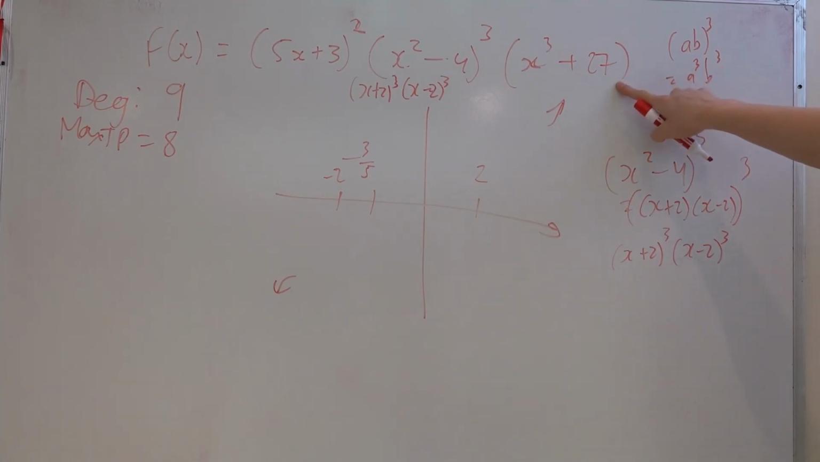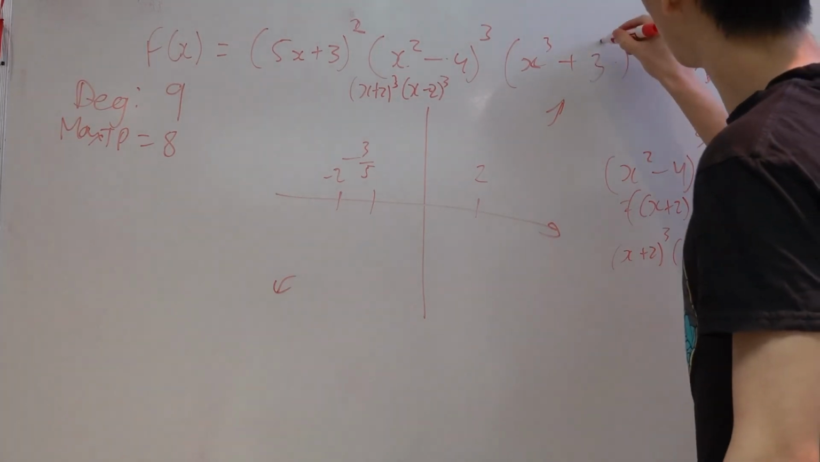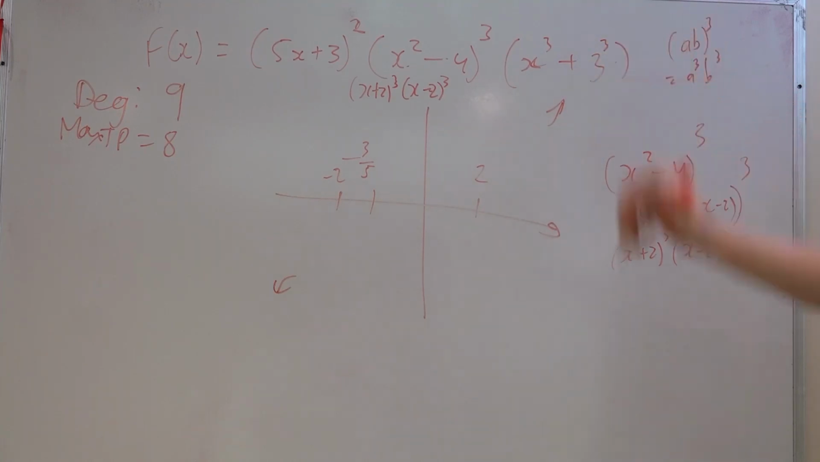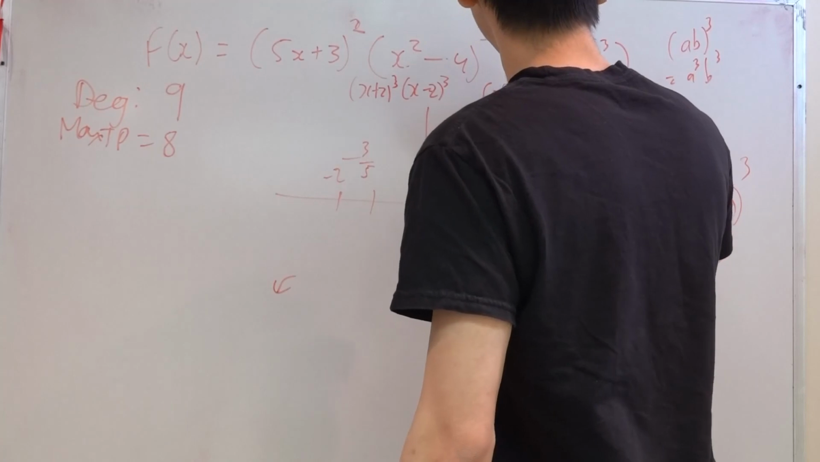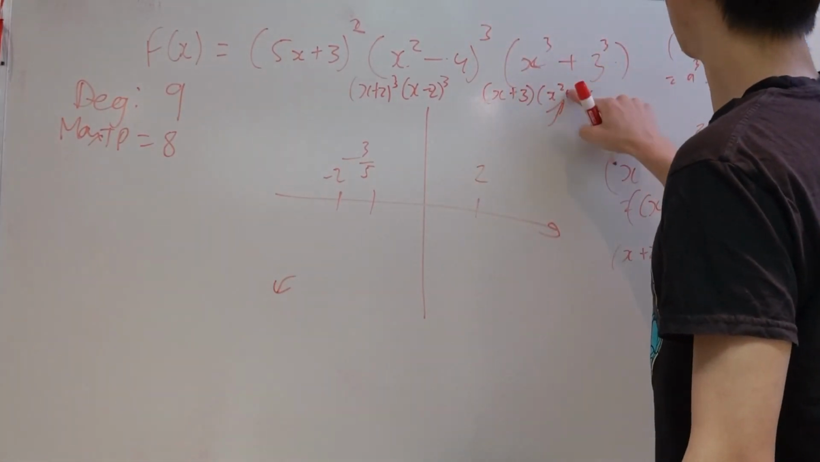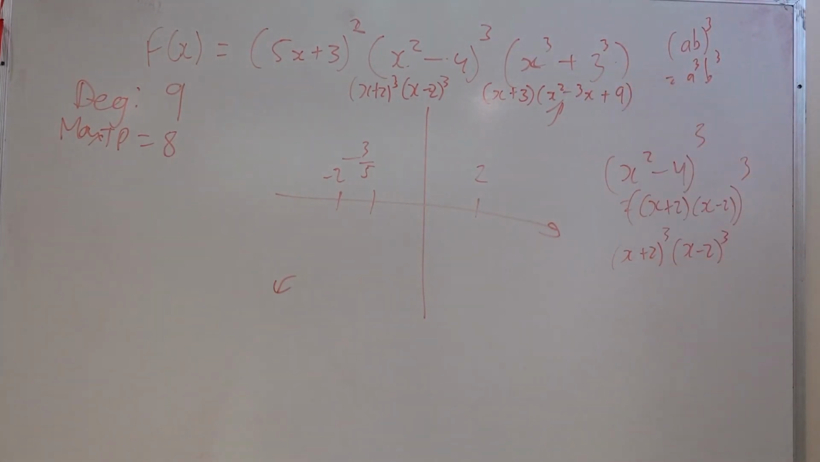It looks like you can't do anything with this at first, but if you pay attention really, really hard, 27 is actually 3 cubed. And this is not just anything, this is a sum of cubes. And we know how to factor a sum of cubes, right? If you remember the SOAP rule, this is the same thing as x plus 3 times x squared minus 3x plus, I believe it's 9. Yeah, same, opposite, always positive. Okay? All right, so that should be how you factor that sum of cubes.